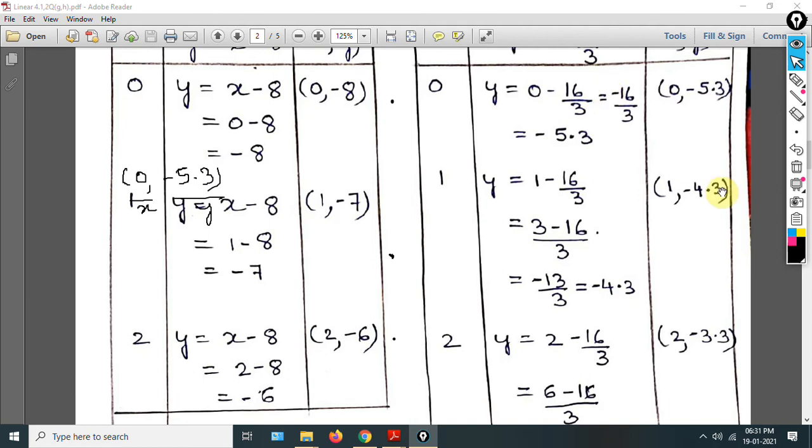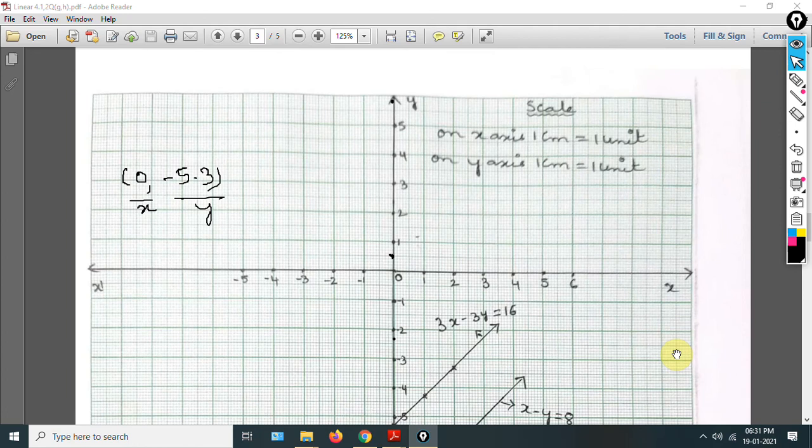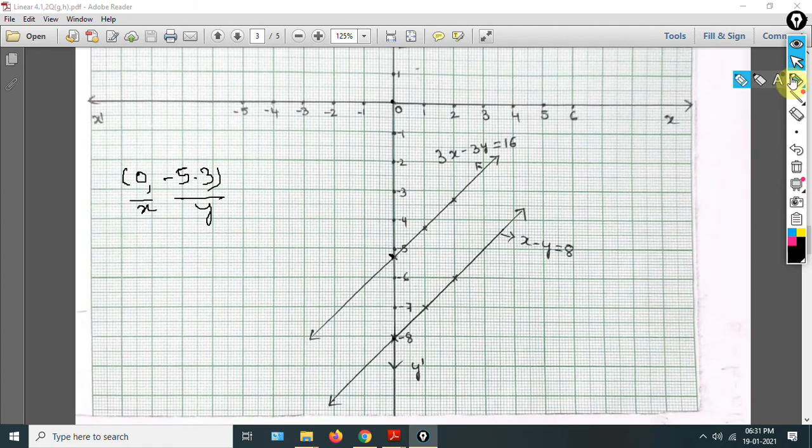Next, what did we get? 1 comma minus 4.3. So I will write here 1 comma minus 4.3. This is the x value and this is the y value. So x value is how much? 1. On the x-axis, where is 1? Here. So from 1 to minus 4.3. Minus value for the y-axis will be below. So minus 4 we got, but it is saying minus 4.3, so a slight horizontal line will be there. That will become minus 4.1, next minus 4.2, next 4.3. So here I am putting one dot.